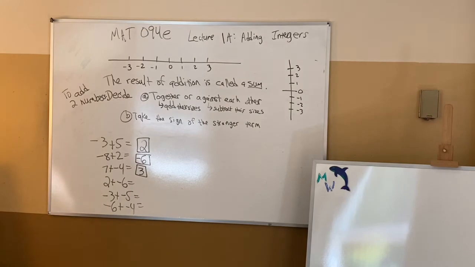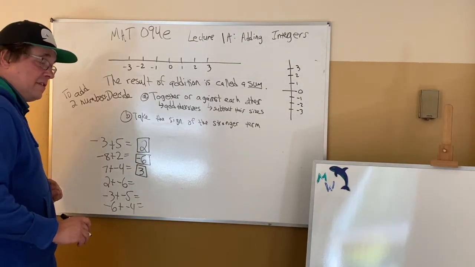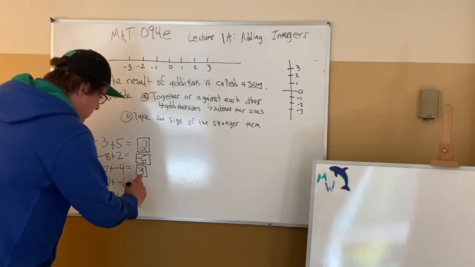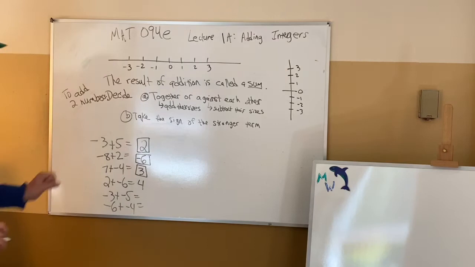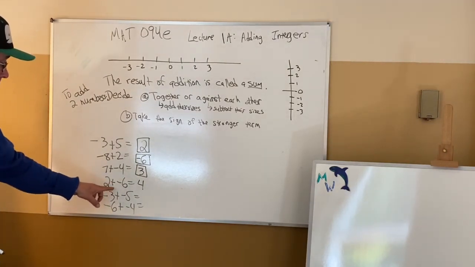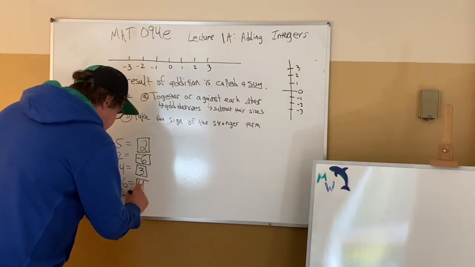2 plus -6. 2 and -6 have different signs, so I will subtract. They work against each other. 6 minus 2 will get me 4. And now I look at a 2 and a -6. The stronger one is 6, which is negative. My 4 is negative, just like the 6.